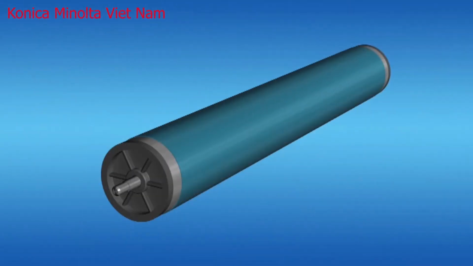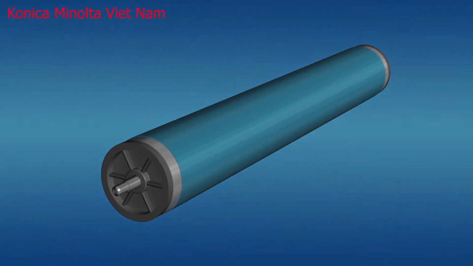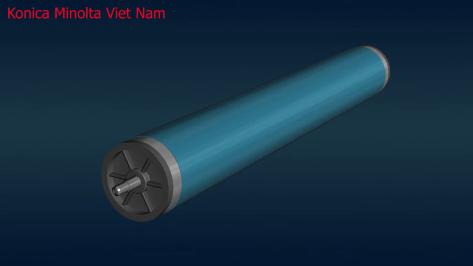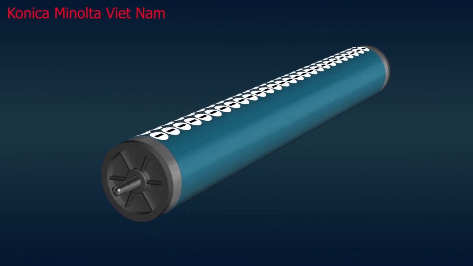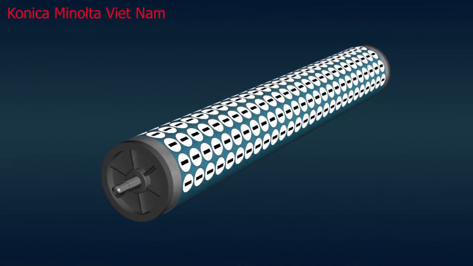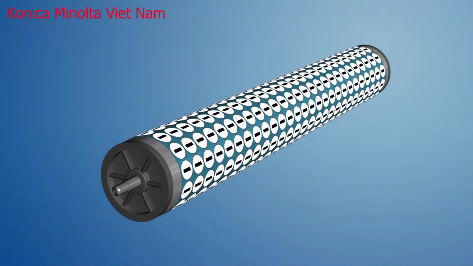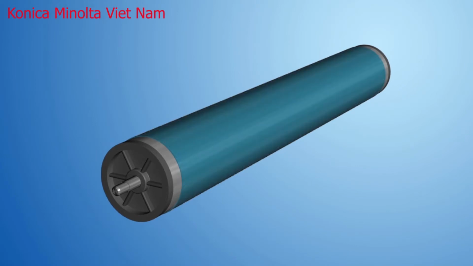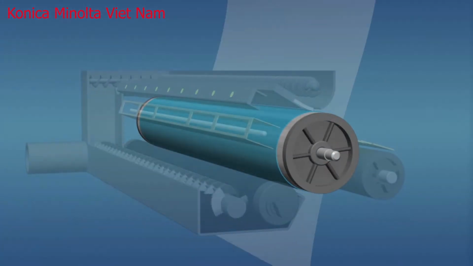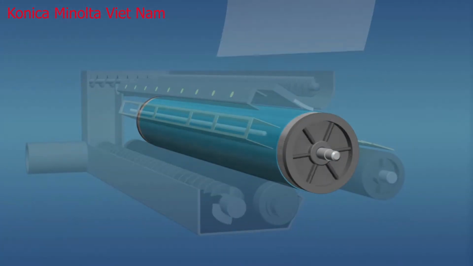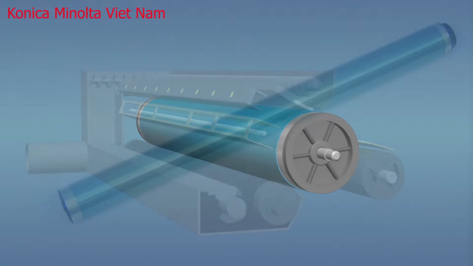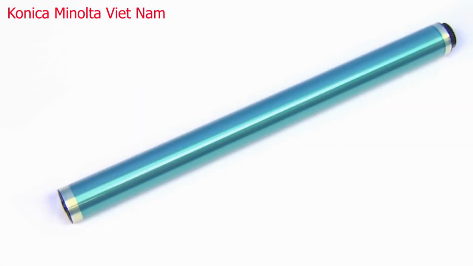The OPC possesses interesting properties. When the surface is charged with electricity, it retains the electric charge in the dark. When exposed to light, the electric charge is removed. This is why the inside of the black box must be dark. The OPC drum plays a central role in the copying process.